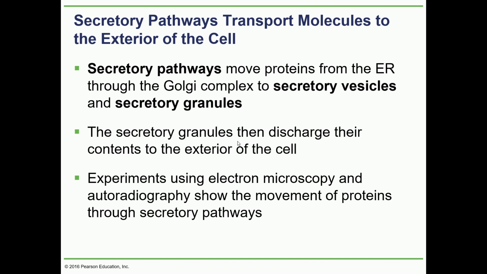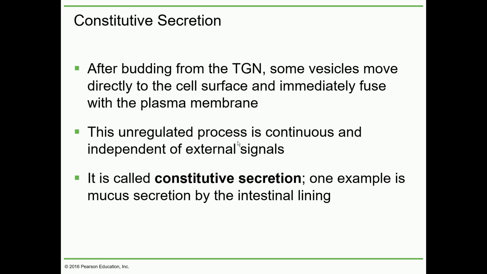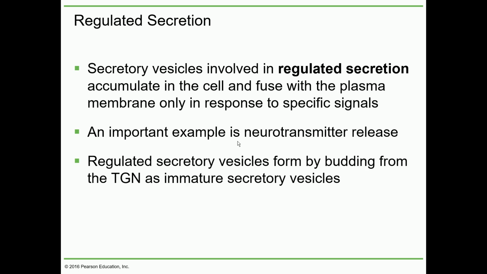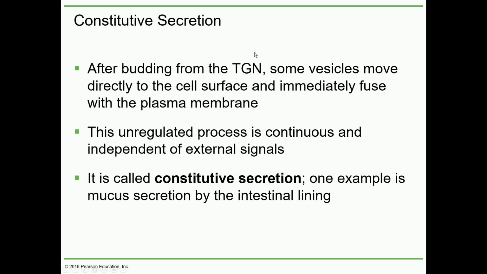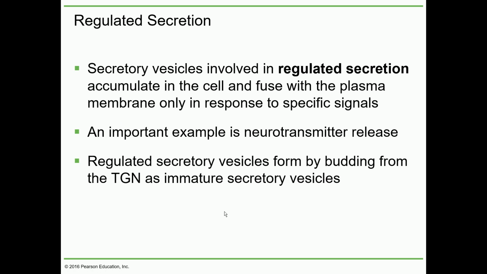This process of exocytosis, we can divide the excretory pathways by which molecules are transported to the exterior of the cell into three kinds. The secretion pathways can be constitutive, regulated, or polarized secretion. Constitutive secretion is an unregulated process which is continuous, and it is independent of external signals. One example of constitutive secretion is the mucus secretion by the intestinal lining.